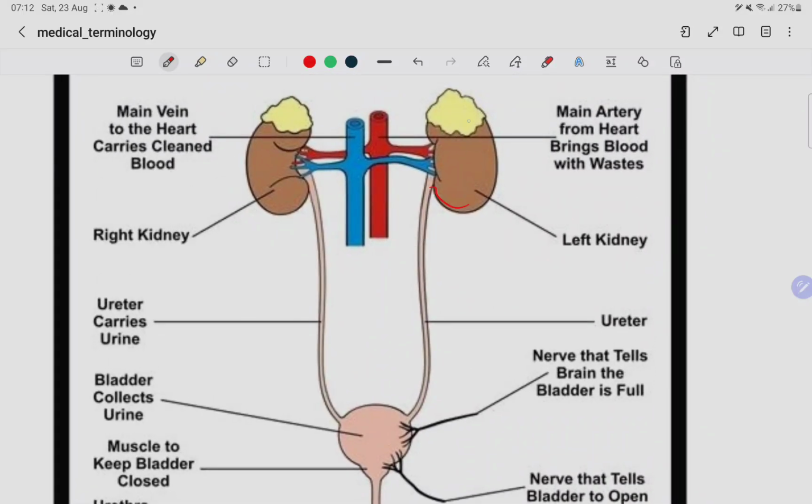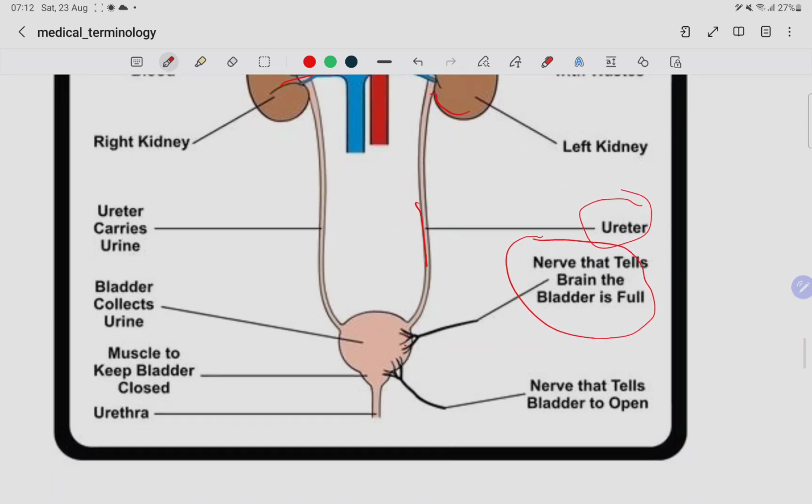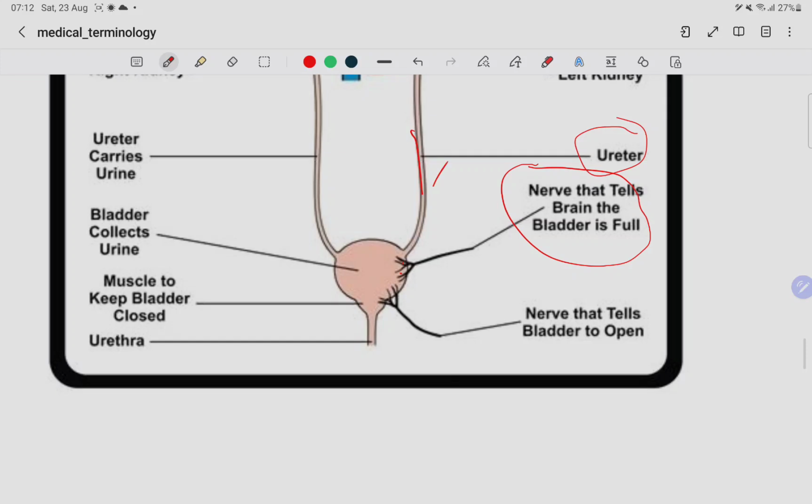This is the kidneys, this is the suprarenal gland, this is the aorta, and these are the left and right renal artery, left and right renal vein. This is the ureter here, and this is the nerve to the brain. This is the nerve that tells the brain that the bladder is full, so I have to contract and urinate right now, and the nerve that tells the bladder to open. Okay, this is the urethra from which the urine is discharged.